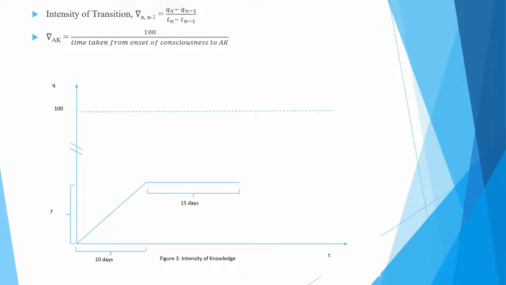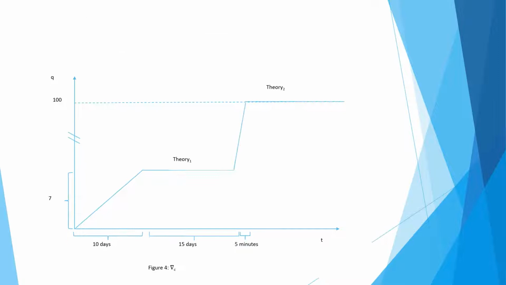More generally, intensity of transition equals the quality of the nth theory minus the quality of the (n-1)th theory, divided by the time of the nth theory minus the time of the (n-1)th theory. The theories can be consecutive ones, theory n-1 and theory n, between two theories with several theories in between them, or between the onset of consciousness and the final correct theory, theory C. On the level of knowledge, del AK equals 100 divided by the time taken from the onset of consciousness to AK.